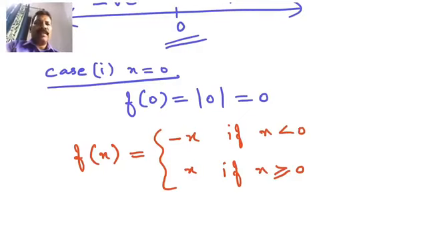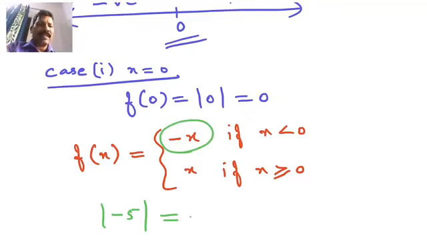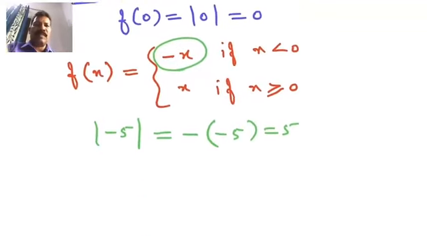That is very simple. If x is negative, for example, x is equal to negative 5, then what is the value? The function says that is negative x. Here x is negative 5, so negative x becomes 5. Similarly, we can find the modulus values of the other numbers like this.